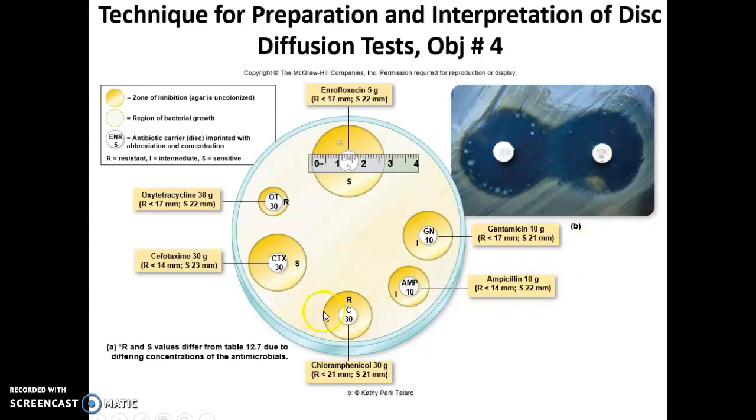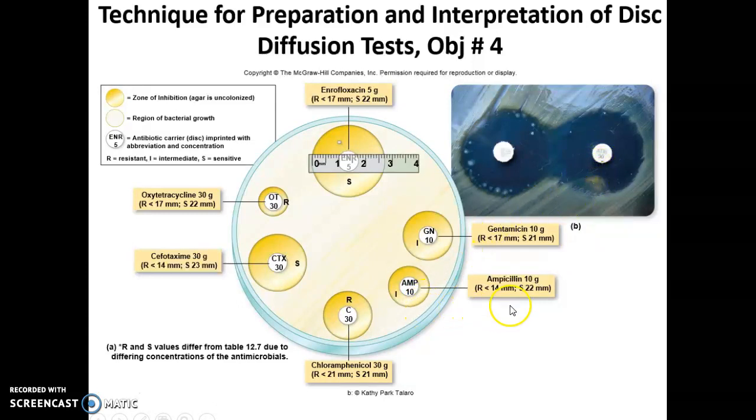petri dish, and you can add multiple discs to one dish. In each disc is a particular type of antibiotic at a particular concentration. So here you have gentamicin, here you have ampicillin, chloramphenicol, and the different concentrations. What happens over time is, one, the bacteria grows, which you see here, but also the drug will diffuse out into the media and cause death if the bacteria is susceptible to it.